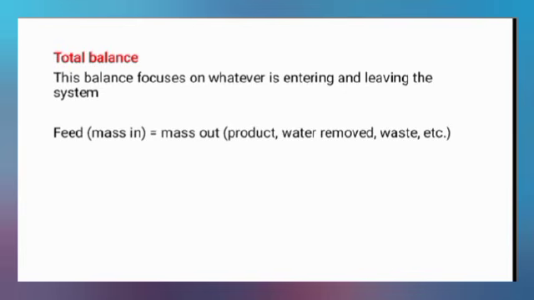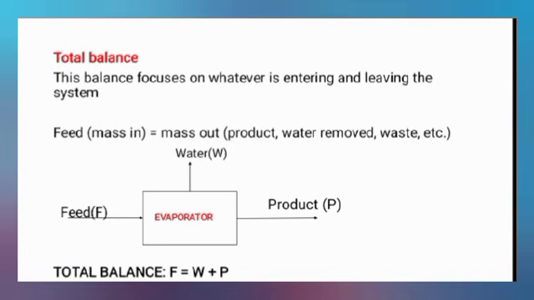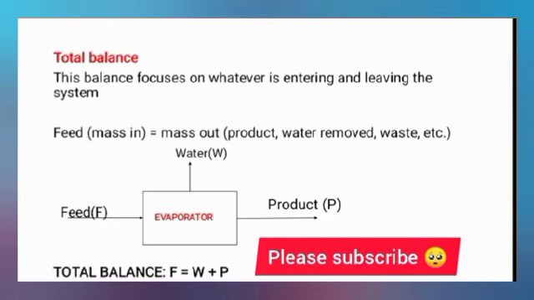So if only one arrow is even pointing towards the evaporator, as we can see here, it should always be equal to the total number of arrows that are pointing outside. So if we are to write the total balance for this particular system, it is going to be our feed F equal to W plus P. F is equal to W plus P. So this represents the total balance equation. That is, arrows pointing inside is equal to arrows pointing outside. That is how things are going to be.